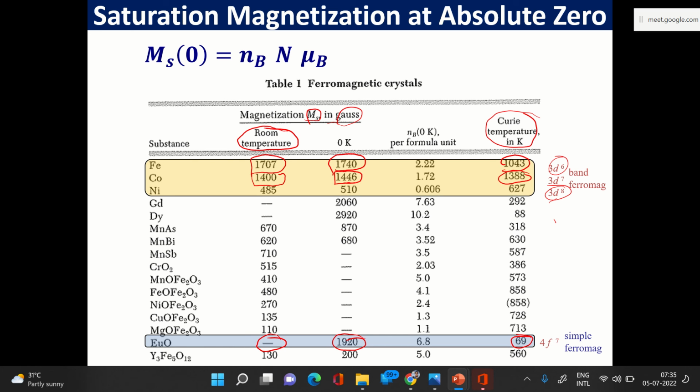So like that you can see that the value that you are getting, if you calculate the magnetization that you are observing, it corresponds to 2.2 electrons. When you calculate for cobalt, it turns out to be 1.7 electrons, and so on. Whereas in europium you are getting 6.8, which is close to 7, almost 7. So 7 electrons in the 4f, like that you are getting. So things are like this.